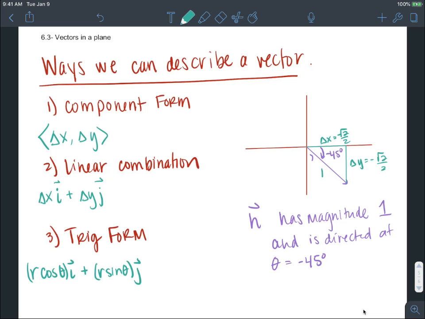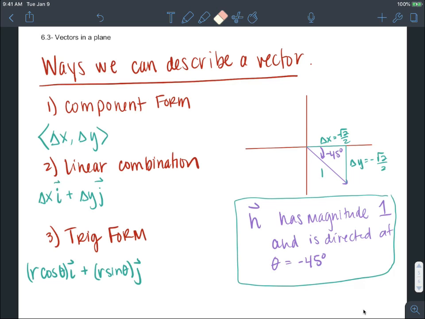Okay, bonus video. So I think we need to know how to describe the different vectors, how we write them down. For one vector, there are basically three different ways to write the same thing. So I'm gonna say that your vector has a magnitude of 1 and is directed at negative 45 degrees. So I went ahead and drew it for you.